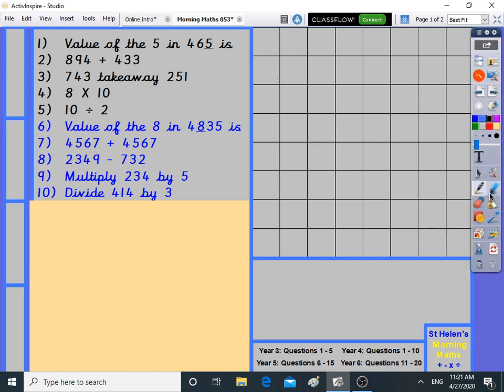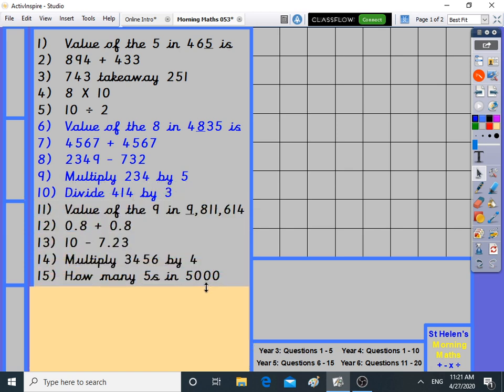That's year 4 done. Move on to year 5 level work. Year 4s might wish to continue. We'll have year 5s doing this. We'll have year 6s doing this, of course. Warming up. Number 11. Value of the 9, this is a big number now, in 9 million, I've said it already, haven't I, really?